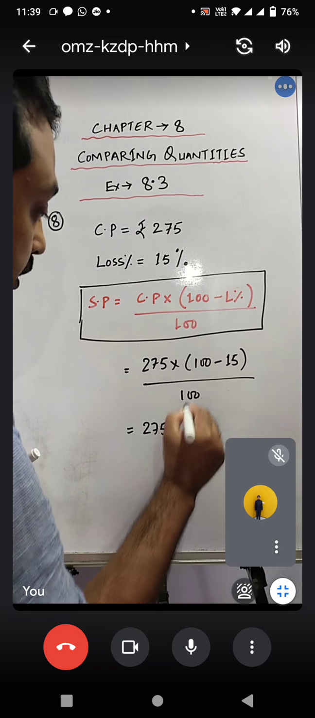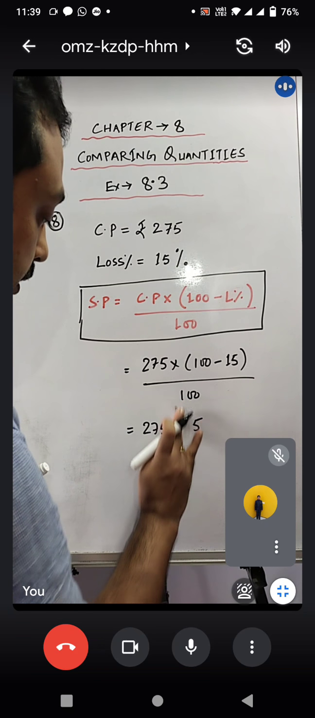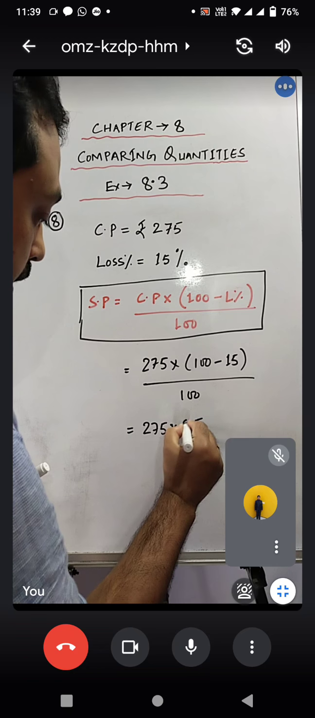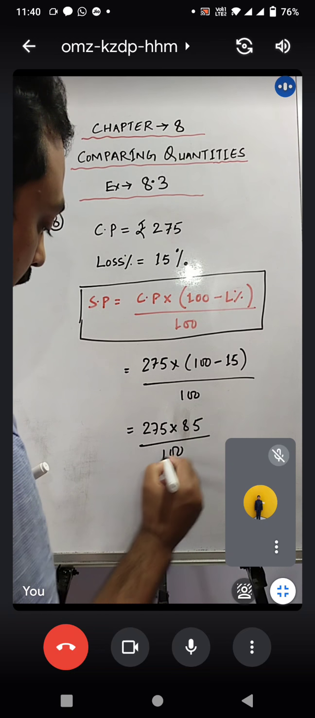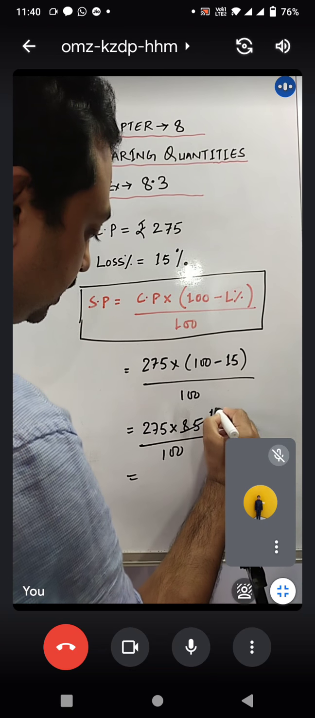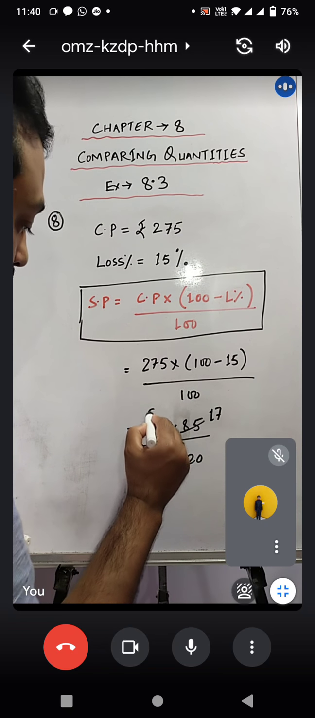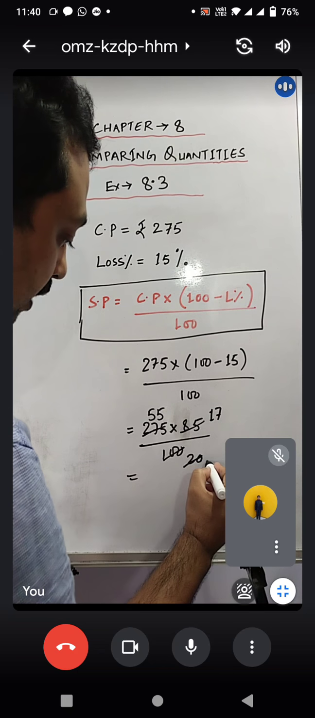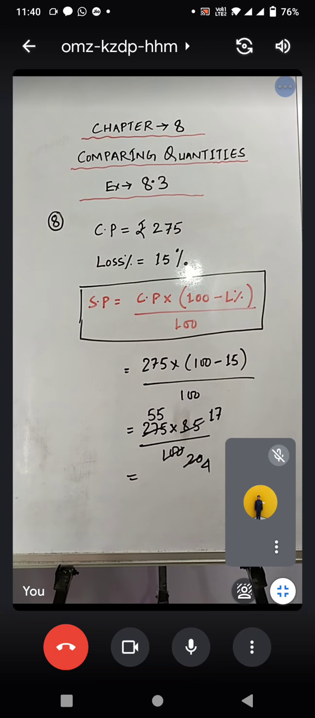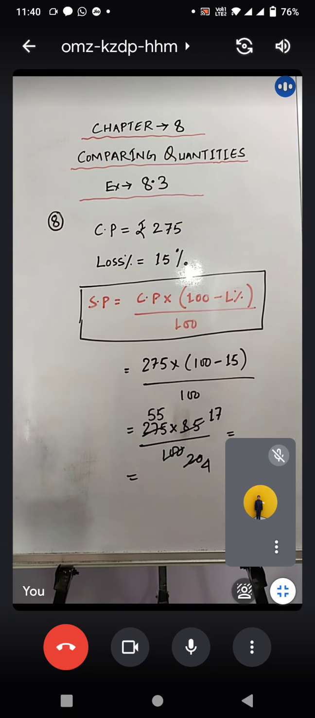So now 275 into 100 minus 15 is 85, sorry, 75 is wrong, it is 85, just a minute, into 85, and this you have to divide by 100. Now let's reduce this with 5. 5 17s are 85, 5 20s are 100. Now again we can reduce this. 5 5s are 25, 5 4s are 20. Okay, now if I multiply this, my product would be 935.